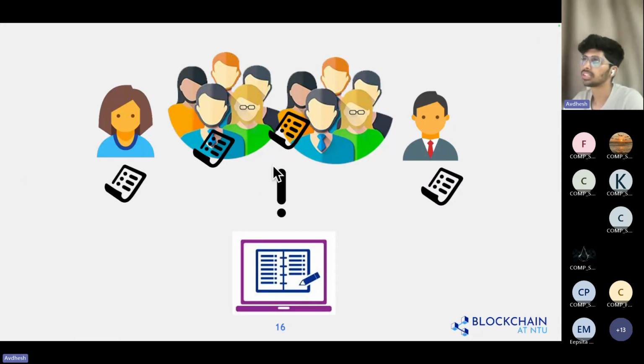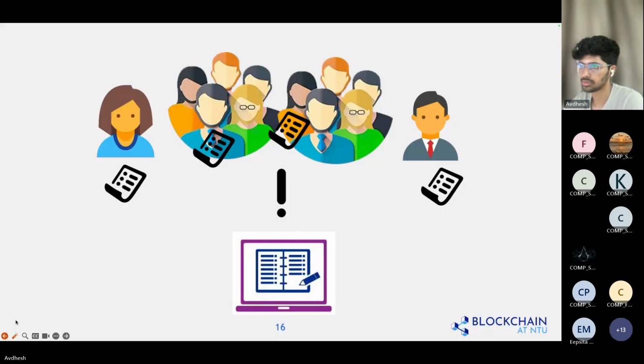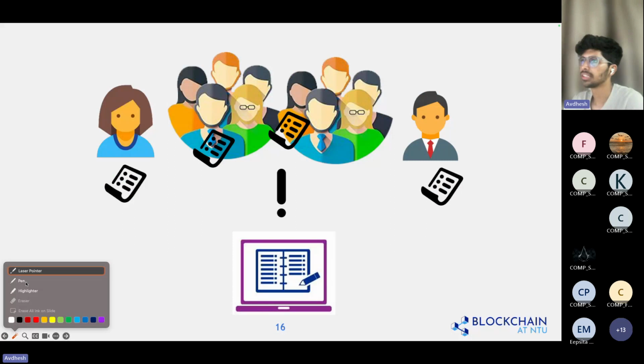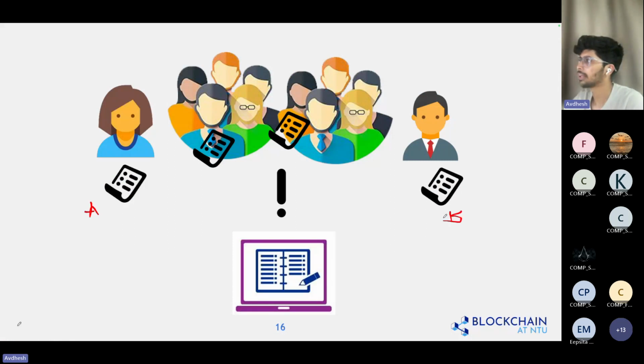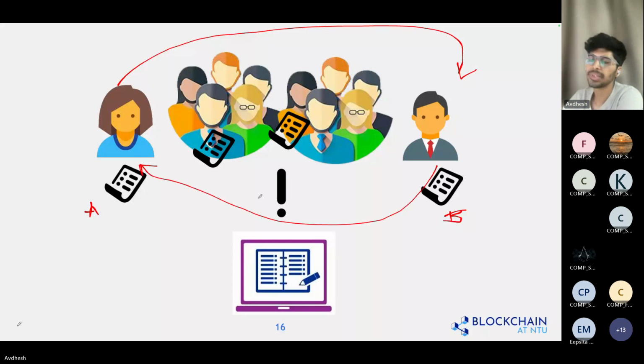So for example, let's suppose this is Alice and this is Bob, and the transaction is just happening between Alice and Bob and vice versa. It's pretty simple, right? If Alice wants to give 5 digital cash coins to Bob, they will both write it down on their individual ledgers.